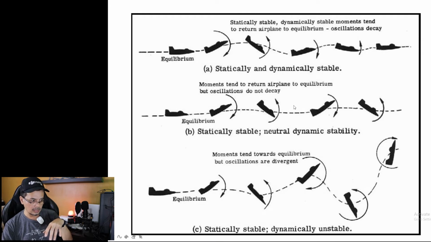So whereby the statically stable, dynamically unstable is whereby the oscillation will be bigger and bigger. So the A is referred to the commercial plane. When we design the commercial plane, we want the commercial plane to be statically and dynamically stable. Whereby when we design for the fighter plane, we want it to be statically stable but dynamically unstable. So this we'll discuss later on.